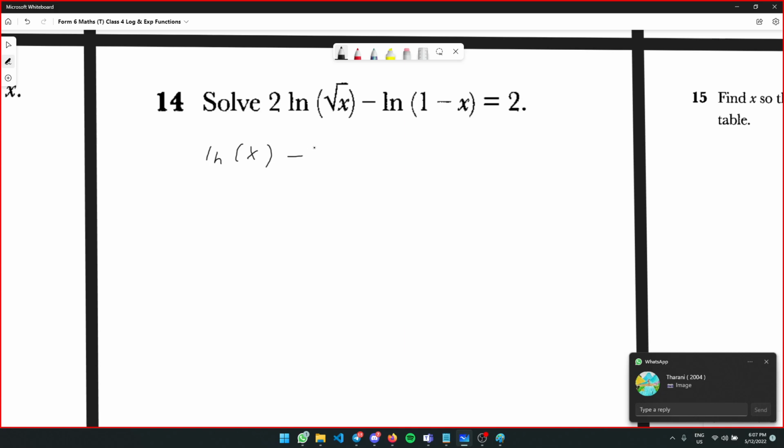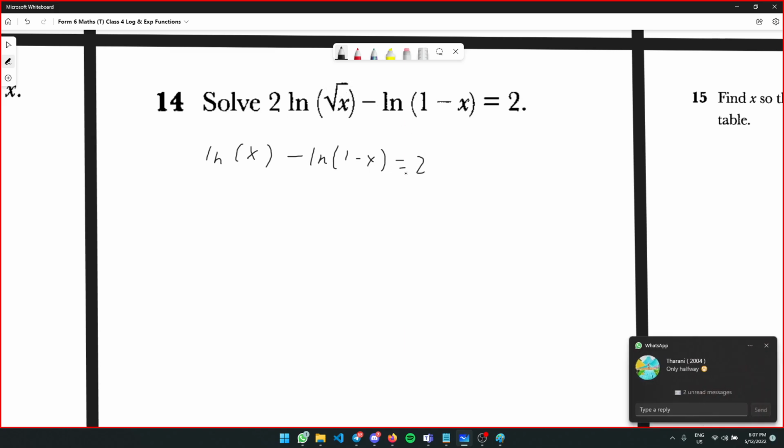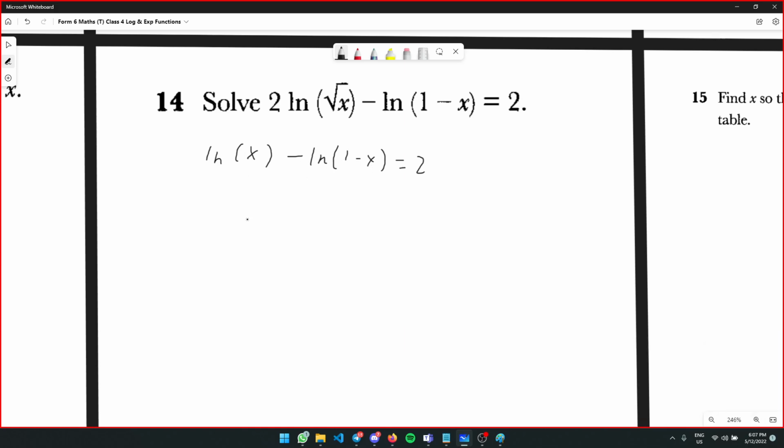ln x squared minus ln 1 minus x also squared. Why? Because this 2 is referring to the ln, so I can just move it inside. Okay, no problem, halfway, no issues. Then because it is a subtraction, that's ln x over 1 minus x equals 2. So x over 1 minus x equals e squared, okay?